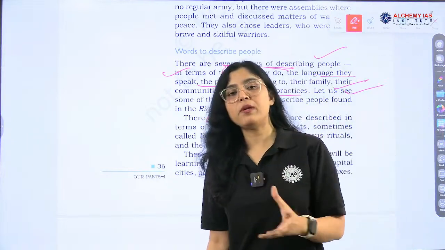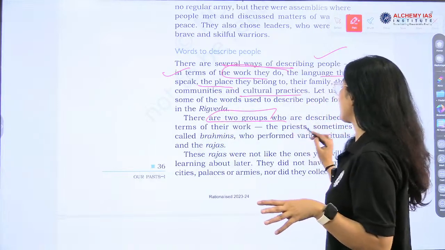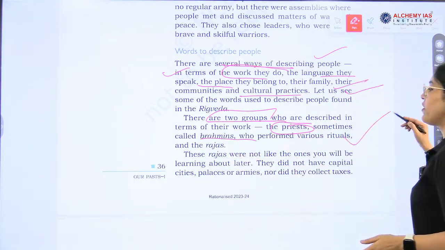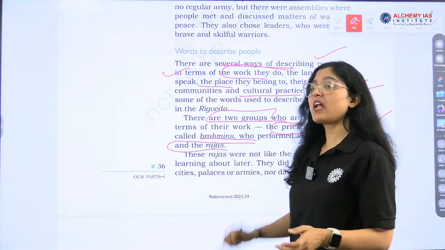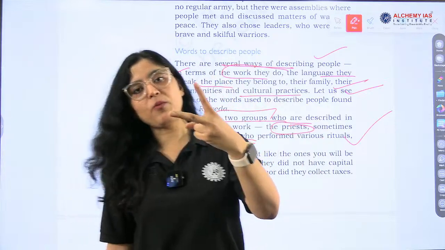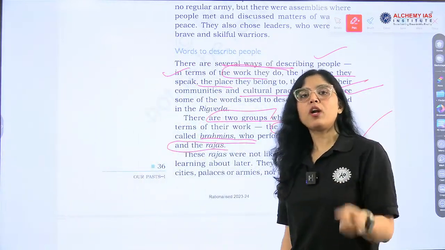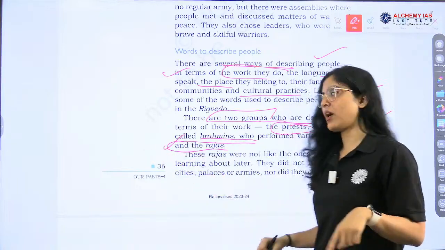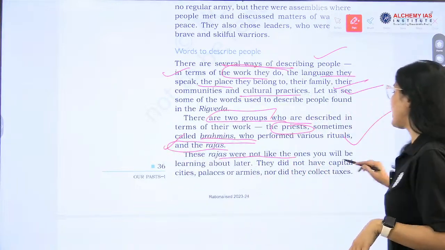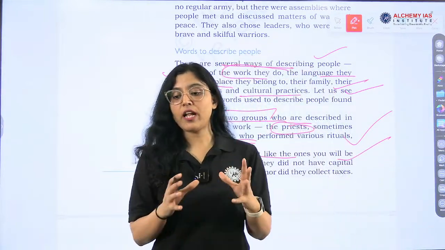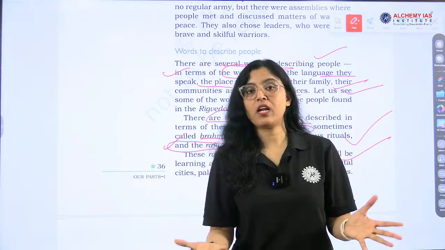One was Brahmin, second was priest, right? So priests were there, sometimes they were called Brahmins, who performed various rituals, and there were Rajas. One group is of priest, second group is of Raja. Priest was performing sacrifices, yajnas, and there was this Raja. Rajas were not like the ones that we know about now. The concept was totally different.